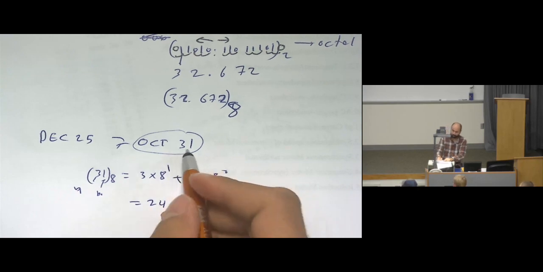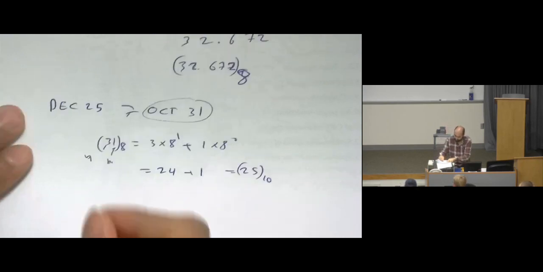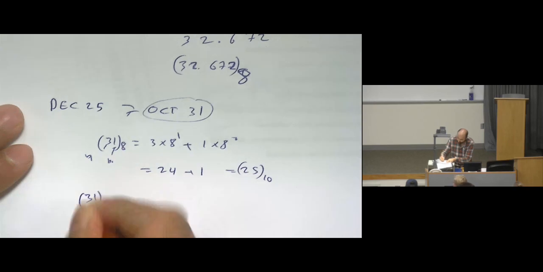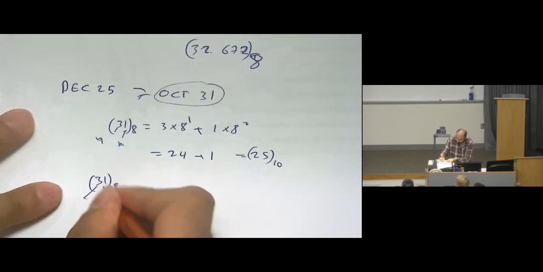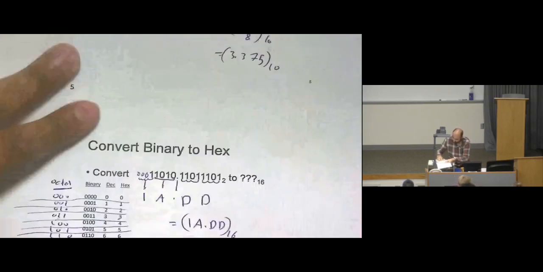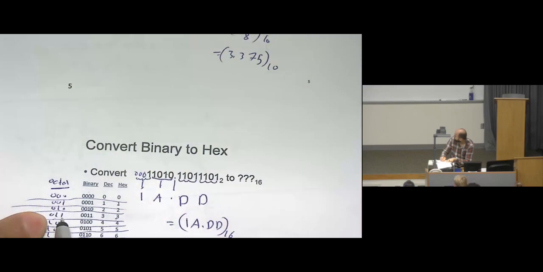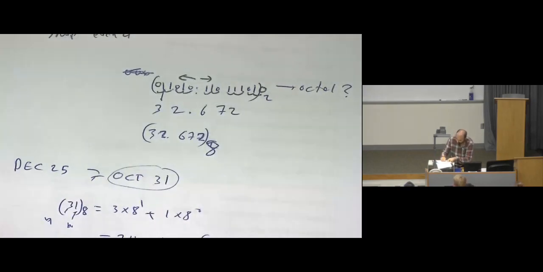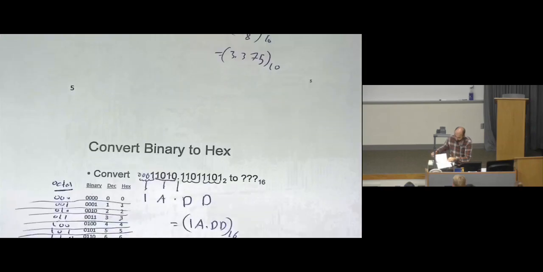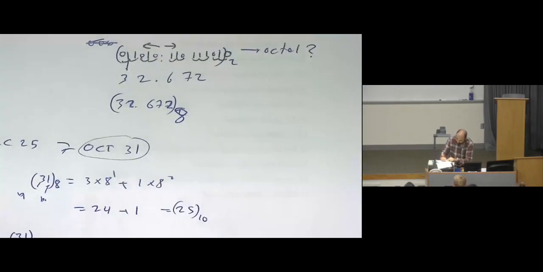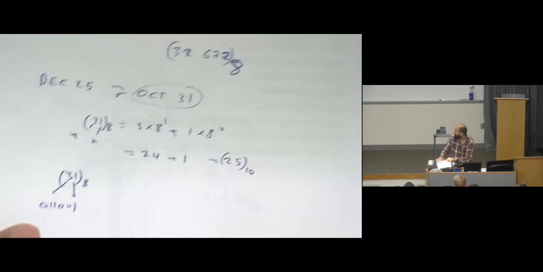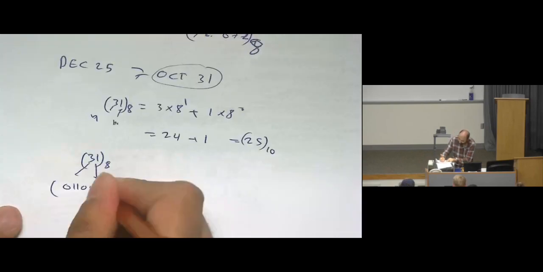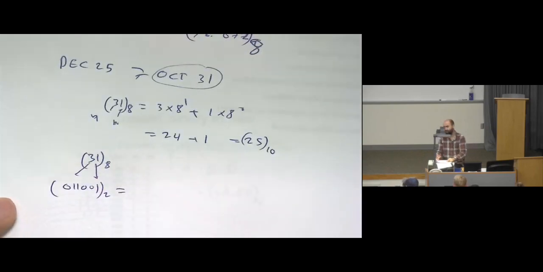So decimal 25 equals octal 31. Or you can convert this to binary. So we will say 31 base 8. Now each digit is 3 bits. So the 3 here is 0, 1, 1. Now 1 is actually 0, 0, 1. This is in binary. Now convert this to decimal.